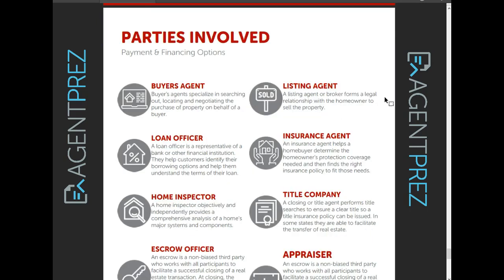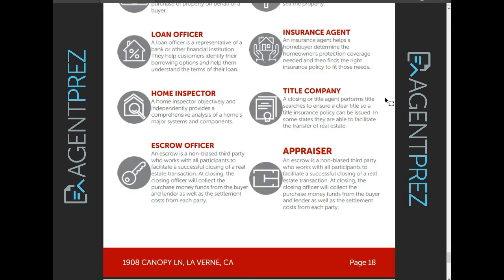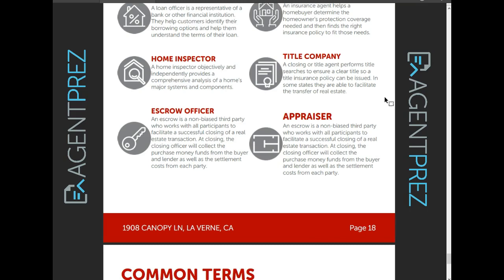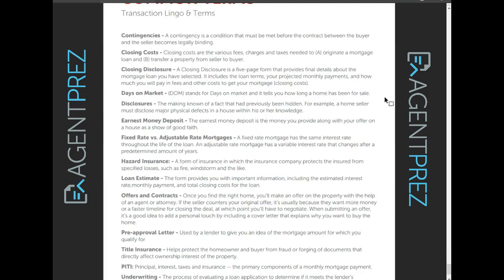Loan officers, home inspectors, title companies, appraisers, escrow officers, right? And kind of just the little roles that they play in the transaction. And then we end with common terms, right? Just to get them comfortable with some of the words that they will be seeing. So again, you're helping really inform your prospective buyer. So this is our buyer's report in a nutshell.